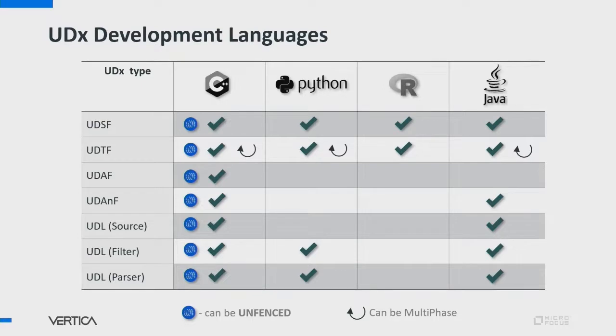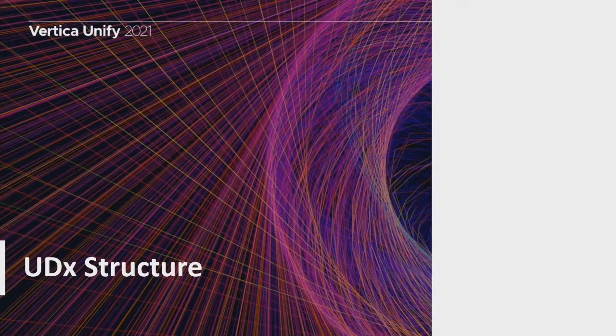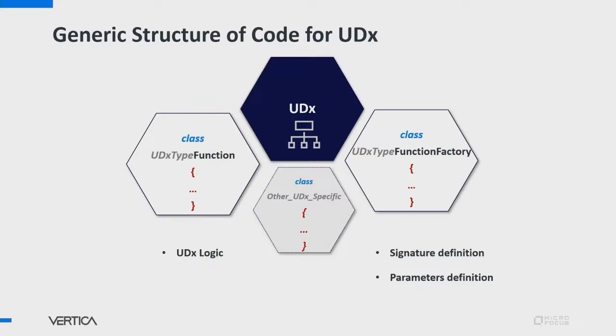To summarize which types of UDX are available for which languages, you can see this in this particular slide. For C++, basically you can do whatever you want. For Python, you can create scalar functions, transform functions, and load filters and parsers. The fewest possibilities you have with the R language, and Java is also pretty flexible. As was mentioned, transform functions can be multi-phase UDXs, and that is why you can see that additional icon.